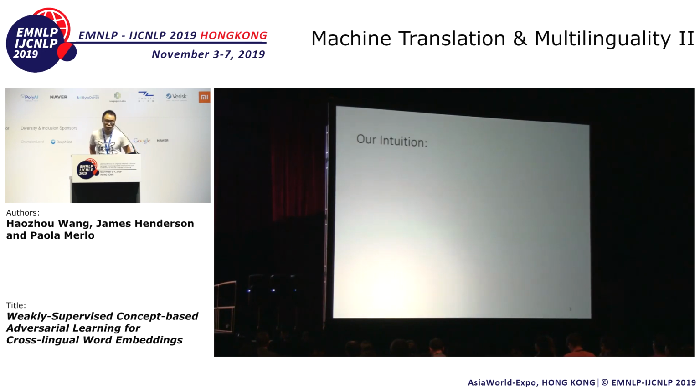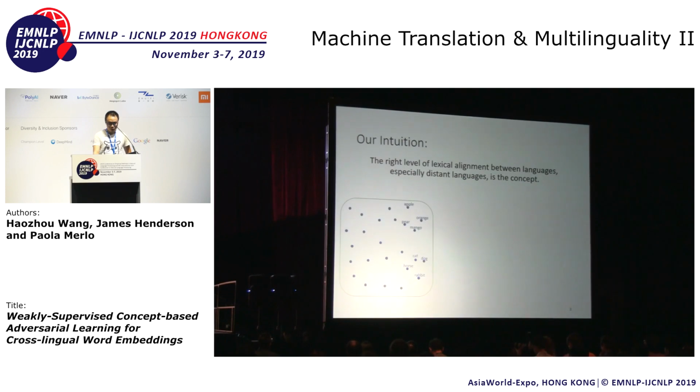But under the assumption that words in different languages are similar when they talk about the same topic or concept, our intuition is that the right level of lexical alignment between languages is a concept, especially for typologically distant languages. For example, here we have the concept fruit, and we have the words related to the concept fruit in both the source language and the target language.